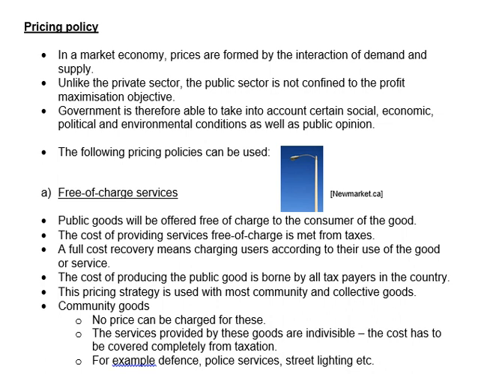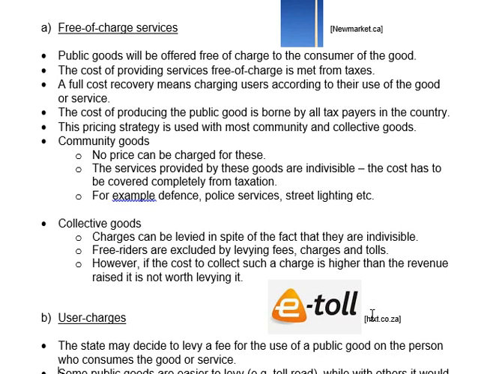Now, there's different pricing policies that can be used, and we are going to look at the different pricing policies that are available for the government to use. The first one is called a free of charge service. In this case, the public goods will be offered completely free of charge to the consumer of the goods. Please note, we are not saying that these are free goods. There's no such thing as free goods. Somebody pays for it. We are saying this is a free of charge service.